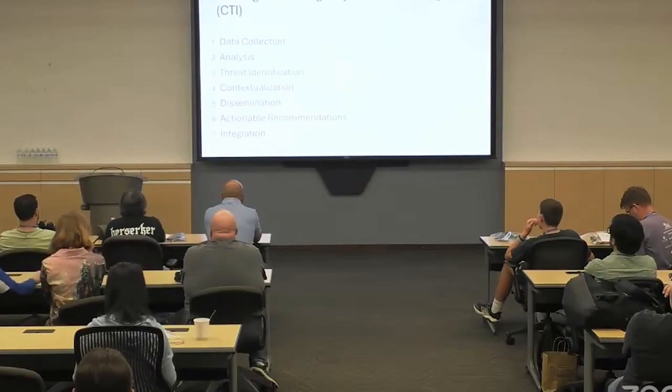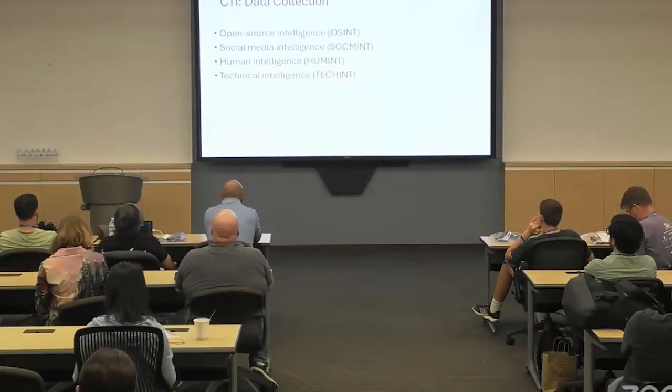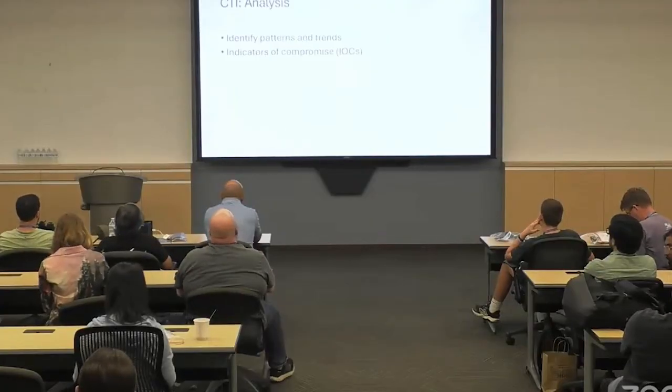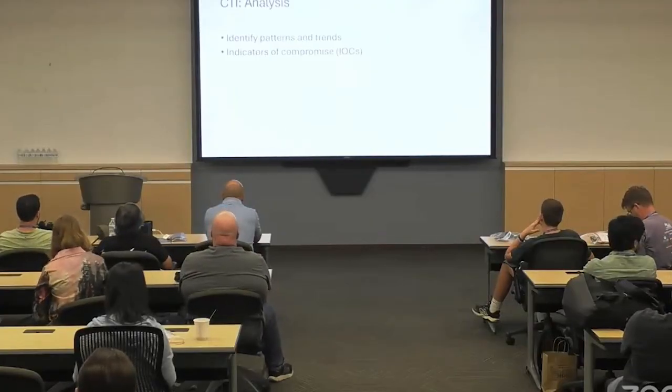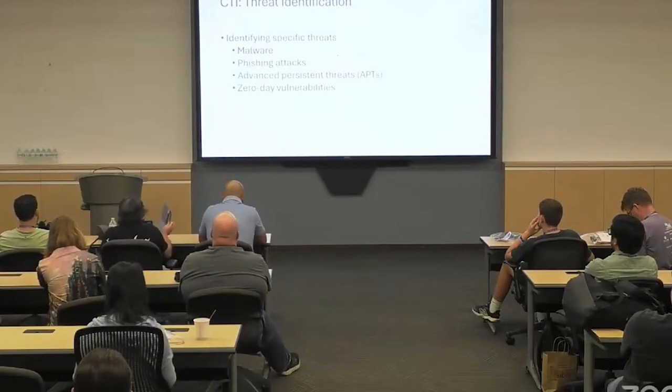So how do we formulate a topic? That's the hardest part, right? How do we come up with what we're trying to look for? Here are the steps: collect data from open source, social media, human intelligence, and technical sources. Then analysis, where we'll talk about identifying patterns, IOCs, where Sigma comes into play with that, and where hunting comes into play with those, further down.